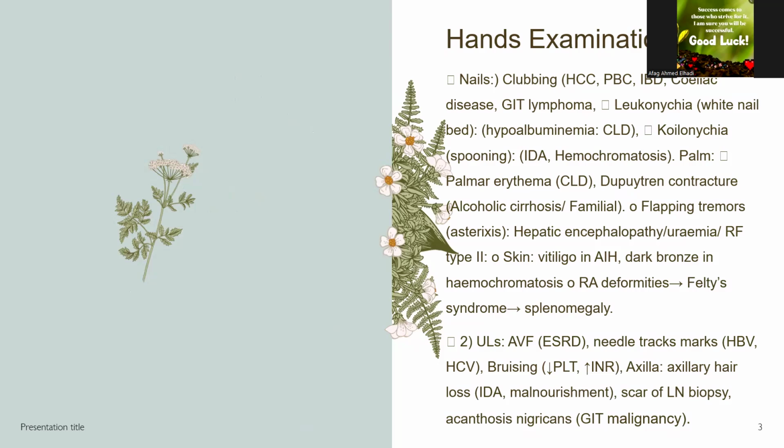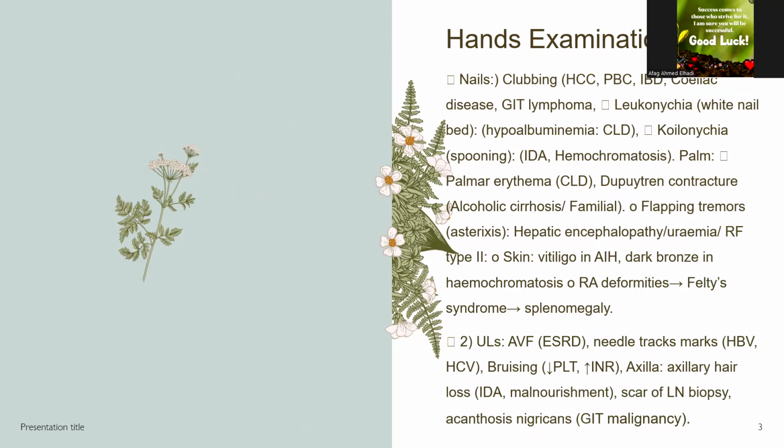And then we look for any vitiligo, which could be associated with other autoimmune diseases such as autoimmune hepatitis. If the patient has dark bronze skin, it could be a sign of hemochromatosis. We can also look for rheumatoid arthritis deformities, which in the abdominal station could point to Felty syndrome, a combination of rheumatoid arthritis, splenomegaly, and neutropenia.